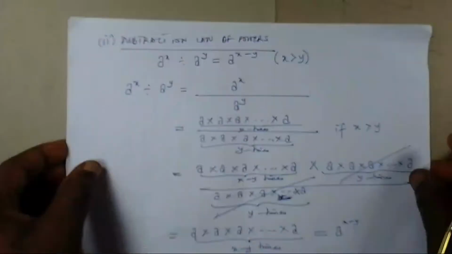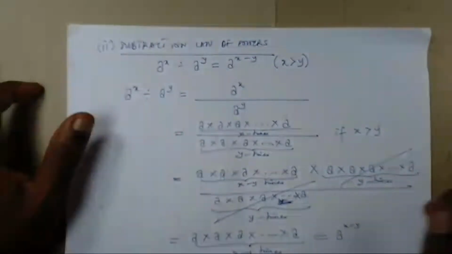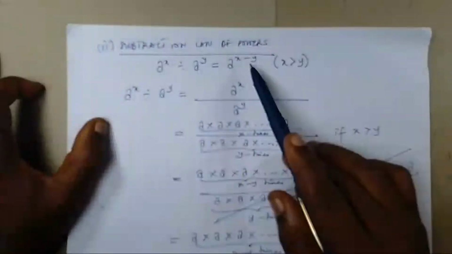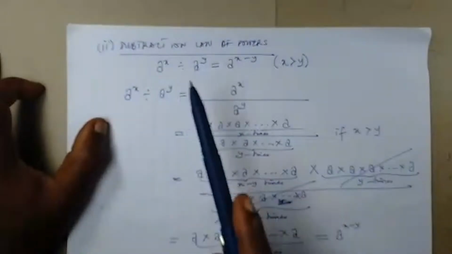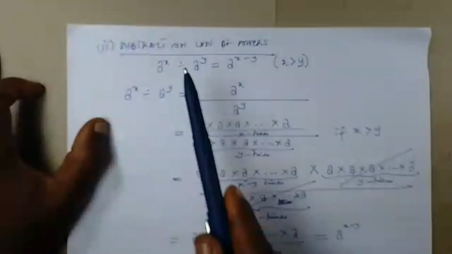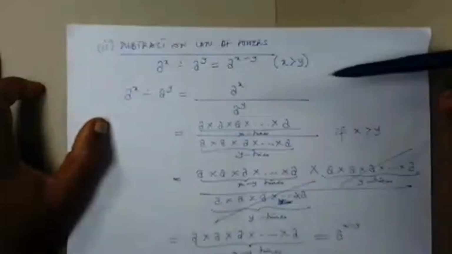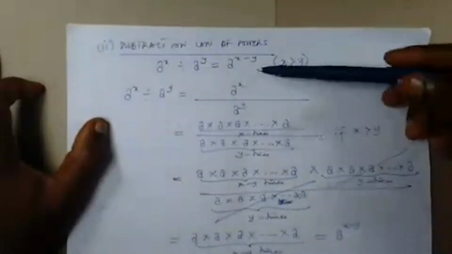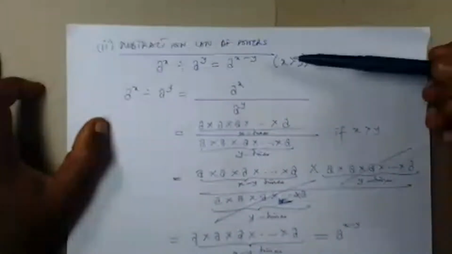For clarity's sake, let's just quickly repeat that before we move on to the next. We are now looking at the subtraction law of. Please, the emphasis is not on the name of this law. The emphasis is on the meaning of this law. So a raised to power x divided by a raised to power y is equal to a raised to power x minus y. And I'm saying that provided x is greater than y, this law is true. This law is only true when x, whatever the value is, is greater than y.